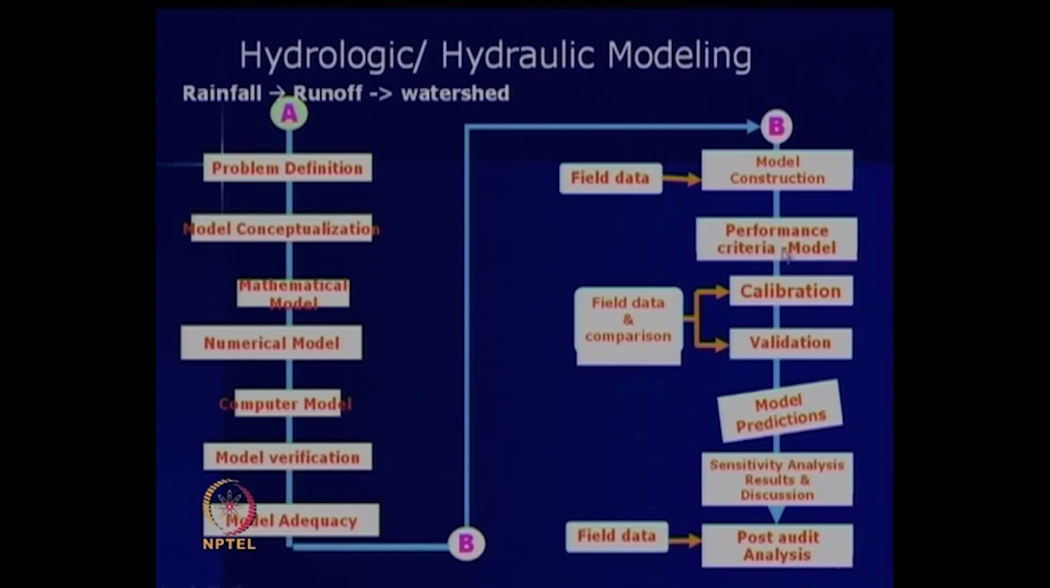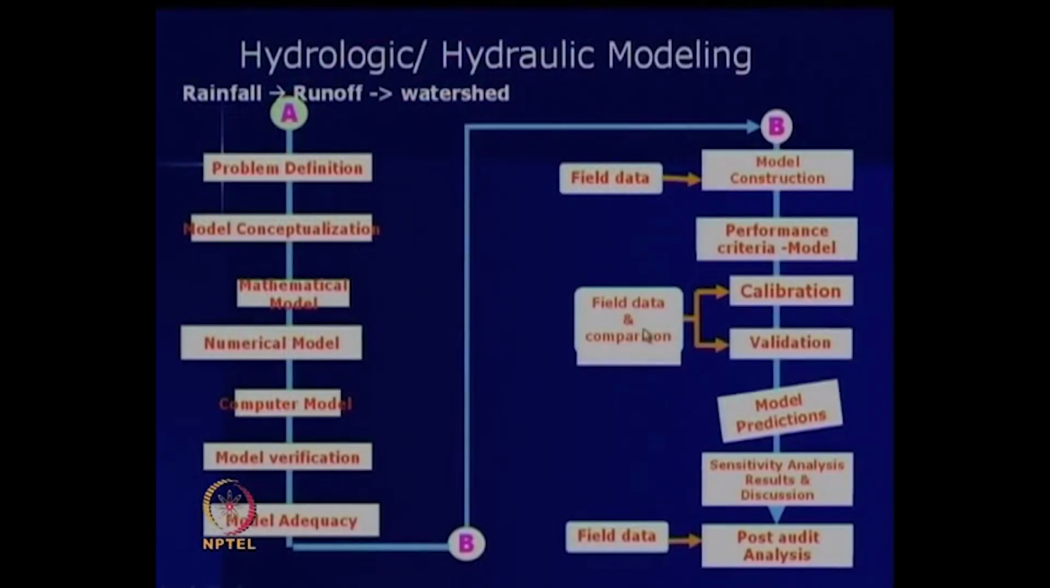and see the performance of the model. Say, for the particular watershed, if some field data or field observations are available, say for the given rainfall condition, if some runoff measurements are available, we can run the model and then see whether we are getting the same results. So, that way we can be very confident whether the model is giving appropriate results. So, that step is called performance criteria of the model.